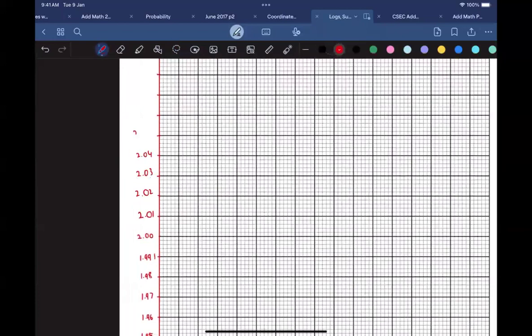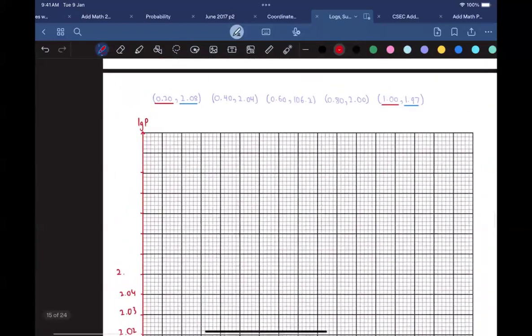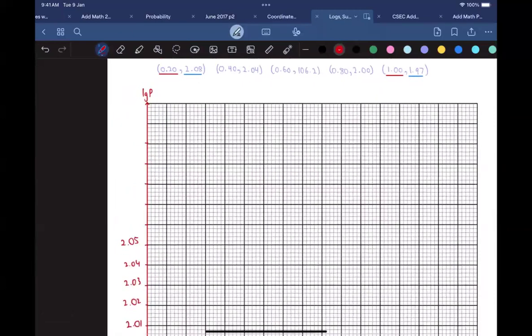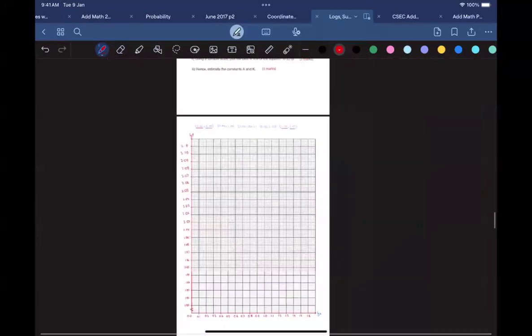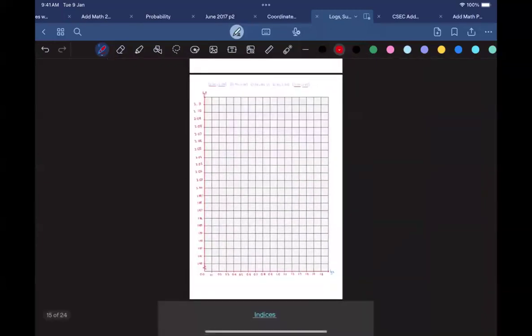All right, so tell me what's right here. 2.05, 2.06, 2.07, 2.08, and 2.09, 2.10. Right. So that graph will account for everything there. It will account for everything, hopefully. I really hope so.